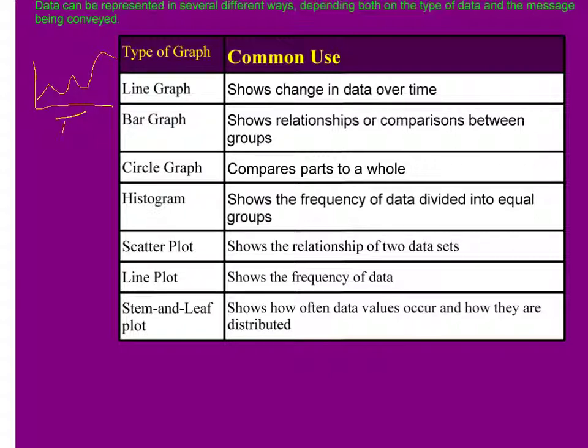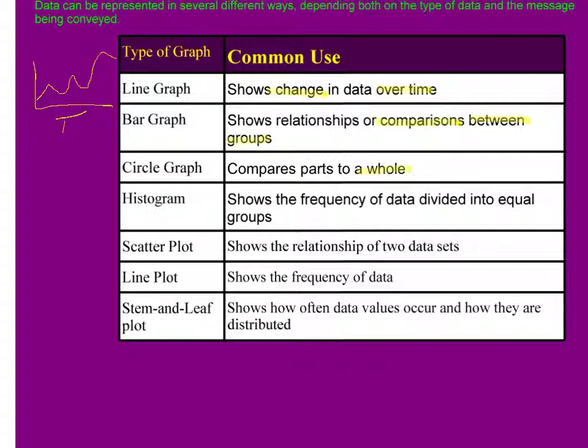Now a bar graph, on the other hand, is good at showing relationships or comparisons between groups. And remember, we talked about bar graphs being good for categories. A circle graph, which we made, compares parts of a whole. So if there's a whole amount involved, then you want to do the circle graph.